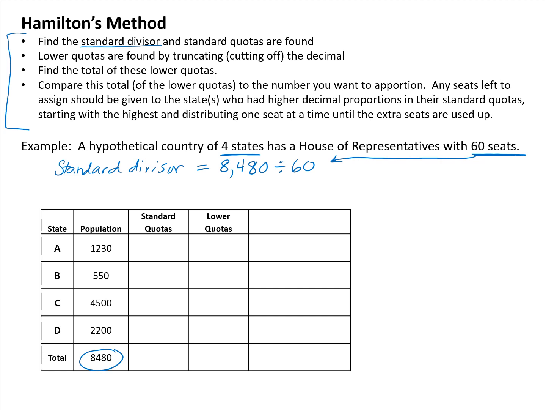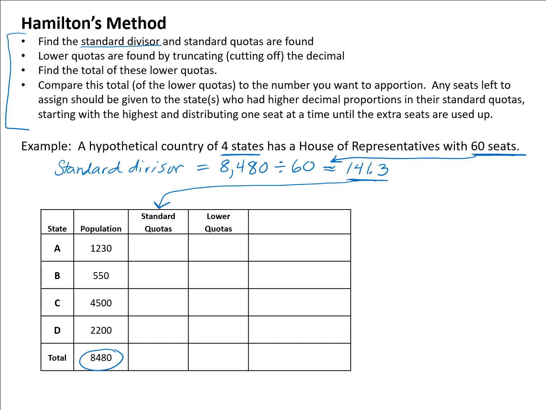That gives the standard divisor, which represents approximately how many people should be represented by each seat in Congress. So it's going to give us a decimal value. In this example, we get 141.3 people should be represented by every seat in this hypothetical House of Representatives. Now, I did round there. Generally, with the standard divisor, we'll round to the first decimal place. We're going to take that standard divisor and use it to find the standard quotas, the decimal equivalent of how many seats each state should get.